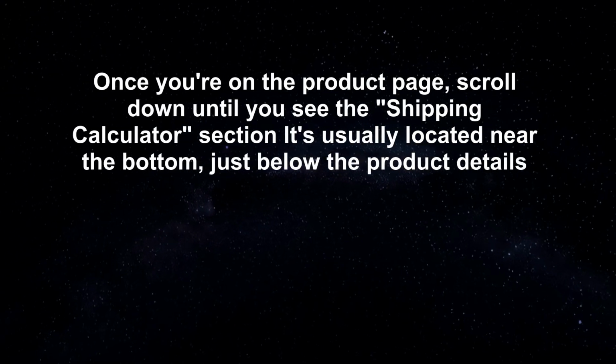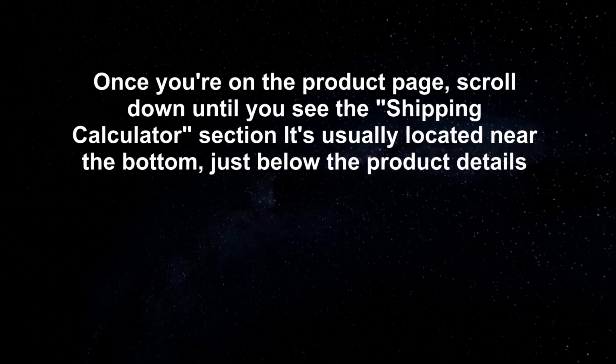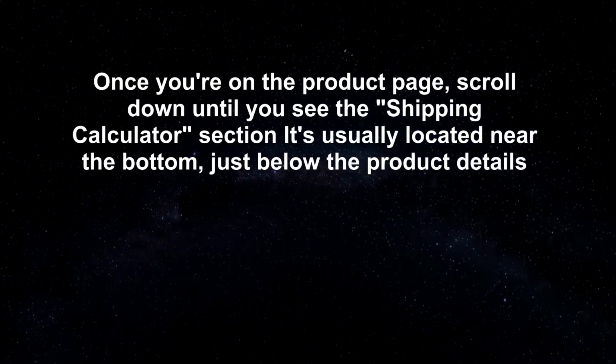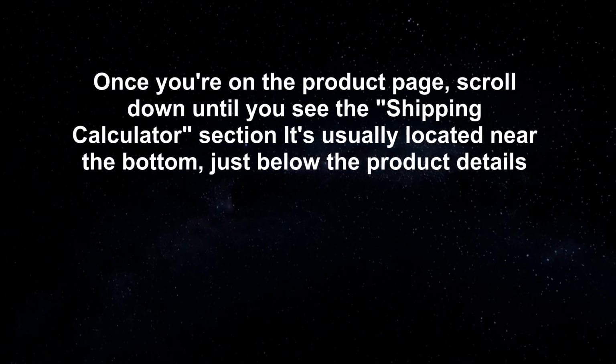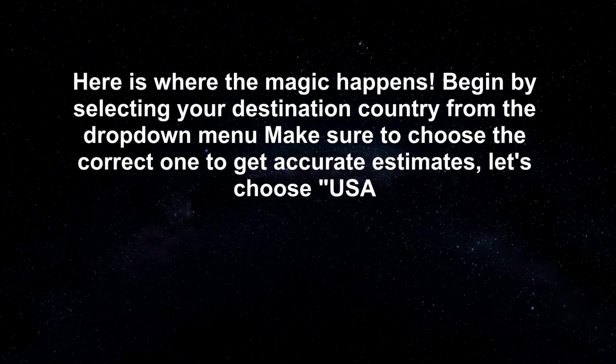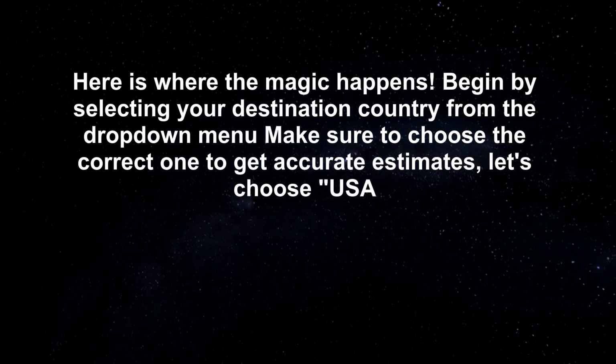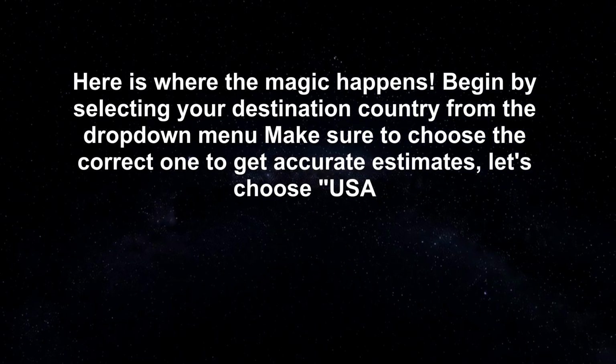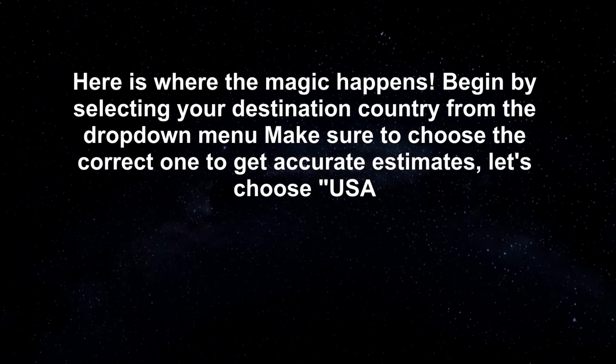Once you're on the product page, scroll down until you see the shipping calculator section. It's usually located near the bottom, just below the product details. Here is where the magic happens. Begin by selecting your destination country from the drop-down menu. Make sure to choose the correct one to get accurate estimates.